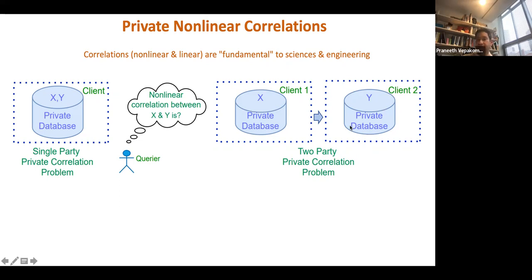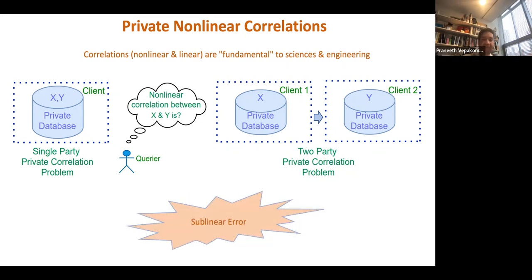We can even simplify this setup a little bit and say, client two would like to know the answer, but it would never reveal the answer. At the same time, it needs to interact with client one because some of the data is with client one, which is X. So both parties need to ensure that the privacy of X is preserved. Any communication that happens is one way. So the communication needs to be private, and then the client who gets the answer after that. And the North Star is, can we even aim for sublinear error in something?